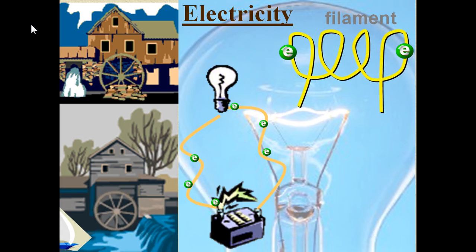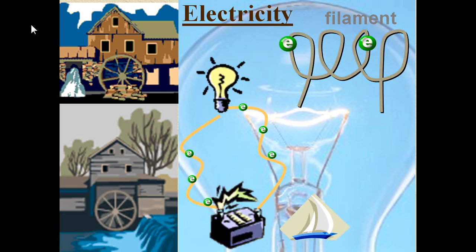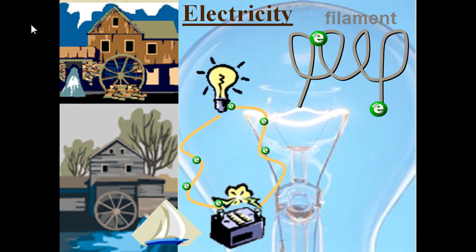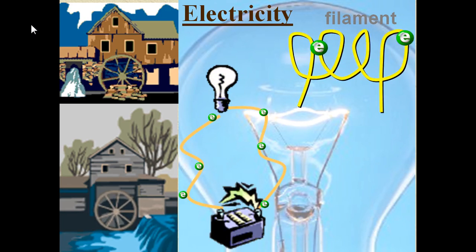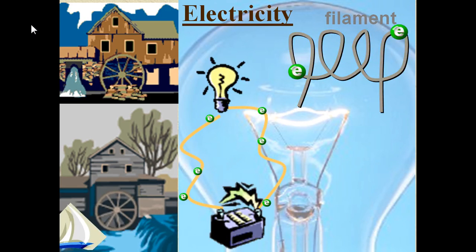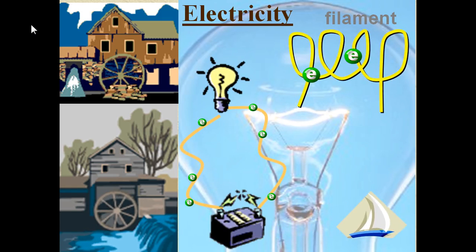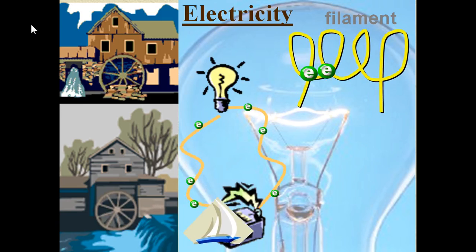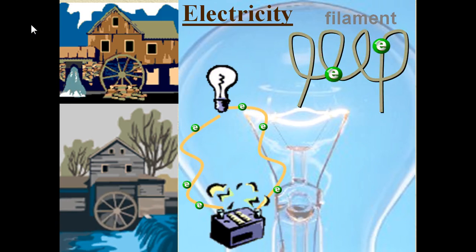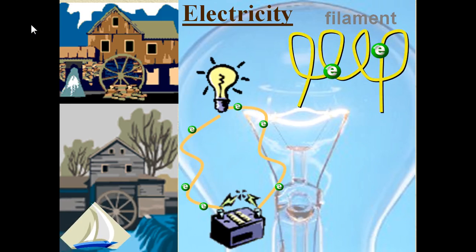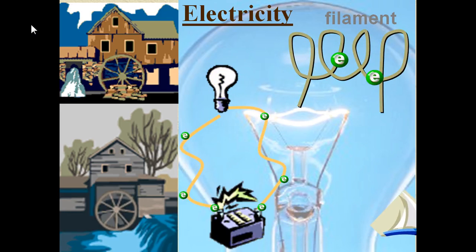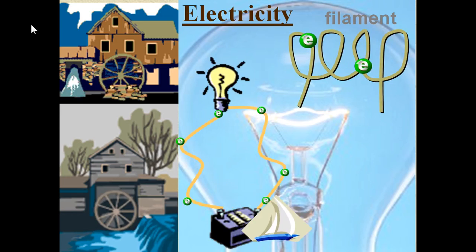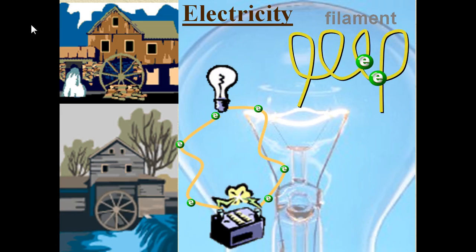For example, you can use it to run a motor. In this case, your electrical energy is converting into mechanical energy. You can also convert it into light energy using a light bulb. The electric circuit is a closed path through which the electrons flow to run an electrical load such as an electrical bulb.